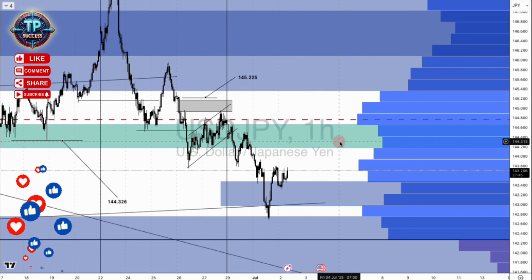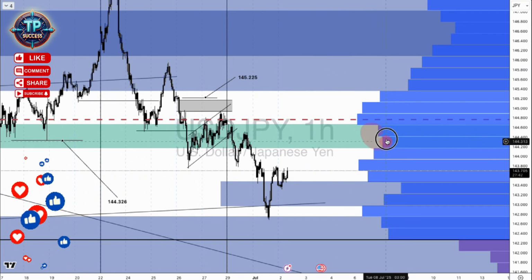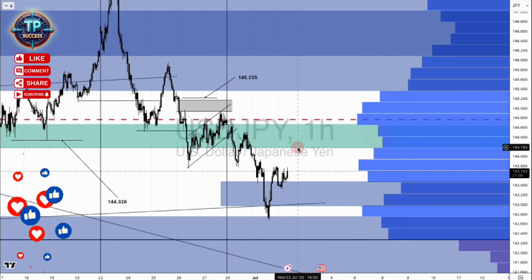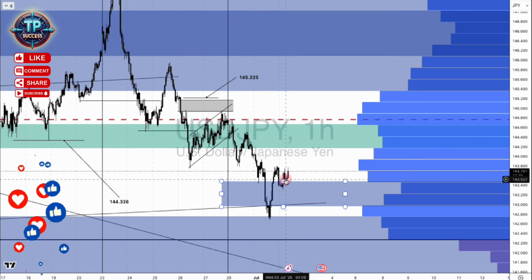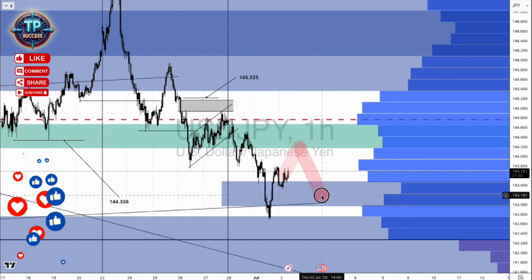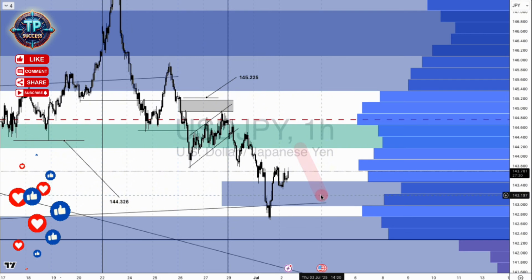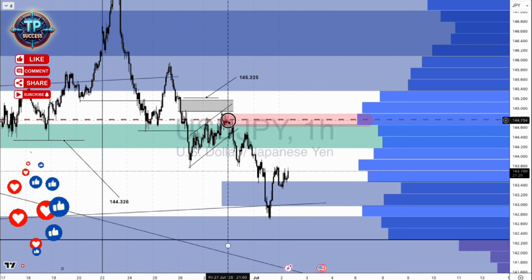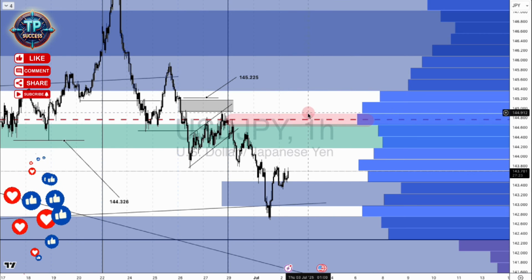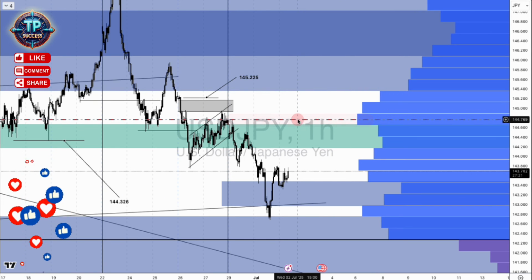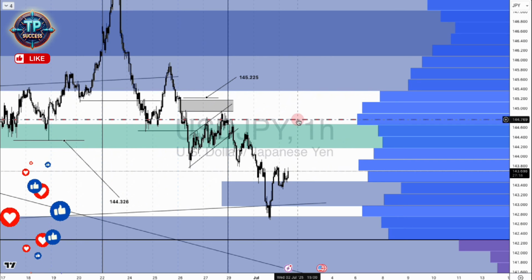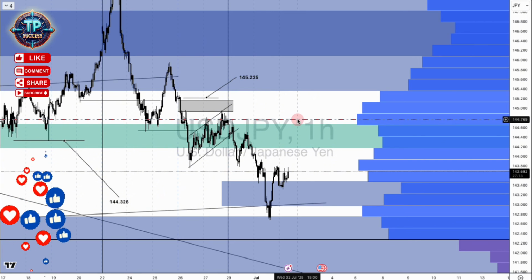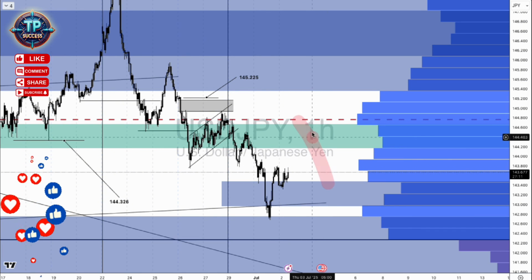Okay, now we do have a low value node in this area right here. Okay, so price could reject itself off that level and come back down again. So you could go here, reject and come down. You have to bear that in mind. But just know this, price right now is attracted to this level. And that is the point of control. And that level that we're talking about is 144.769.